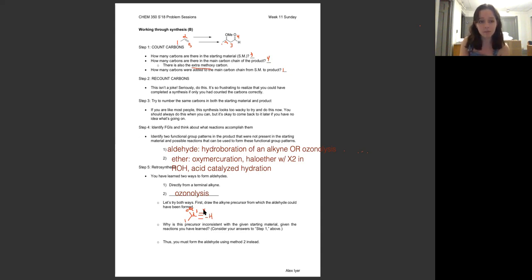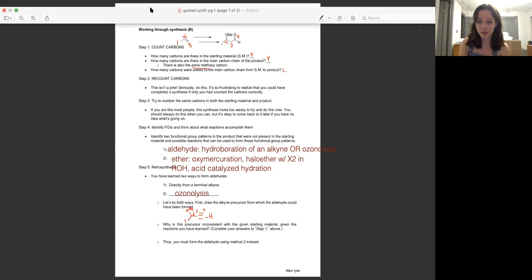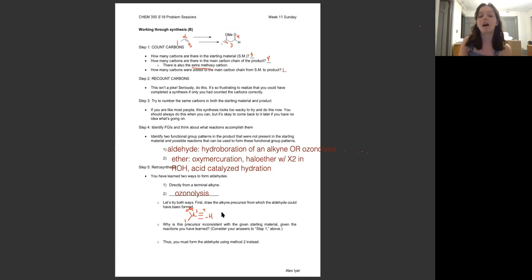Because I have to add 2 carbons at once if I am using a terminal alkyne. And so that means that I couldn't add to a 3 carbon thing because I'd end up with 5 carbons. So that means that this method of going straight from a terminal alkyne to an aldehyde isn't going to work because I can't get a 4 carbon terminal alkyne with a 3 carbon starting material. Does that make sense? Okay. Drop questions in the chat or unmute yourself if you have them.